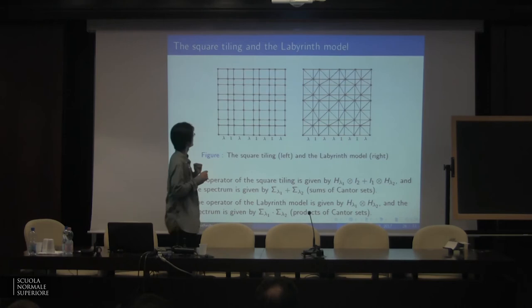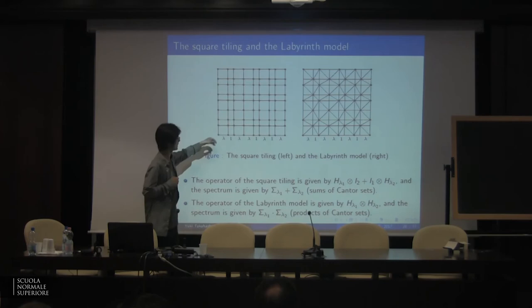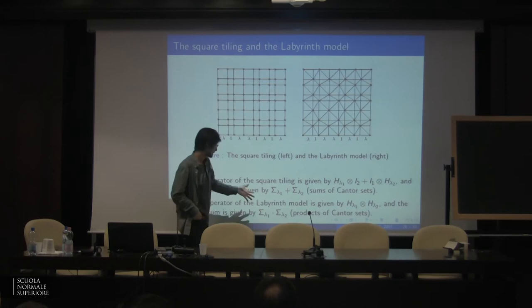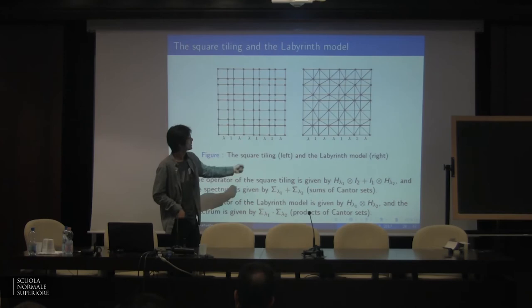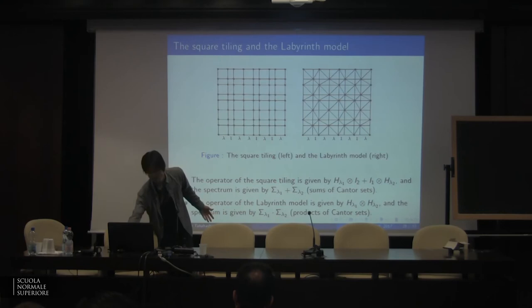Okay. If you consider this model, then the spectrum of this model is given by sums of two spectra of one-dimensional models, and we already know that both spectra are Cantor sets, dynamically defined Cantor sets. So the spectrum of this model becomes sums of two Cantor sets. And if you consider this labyrinth model, then the spectrum becomes a product of two spectra, which is a product of two Cantor sets. That's why I consider the product of two Cantor sets.